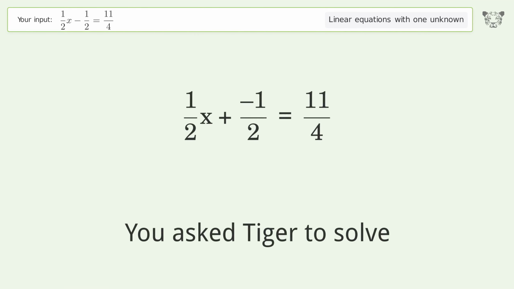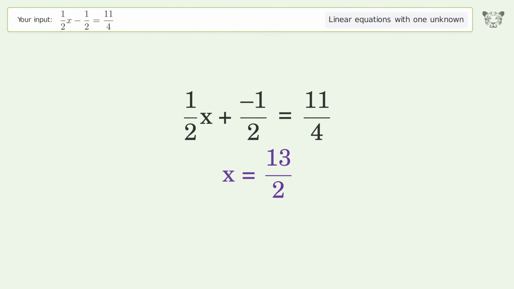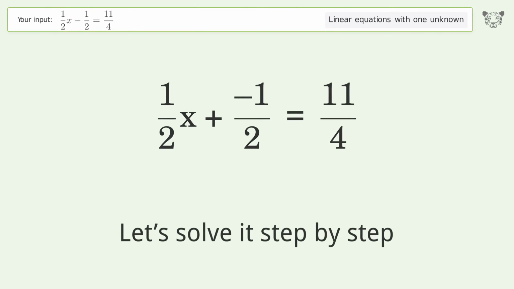You ask Tiger to solve. This deals with linear equations with one unknown. The final result is x equals 13/2. Let's solve it step by step.